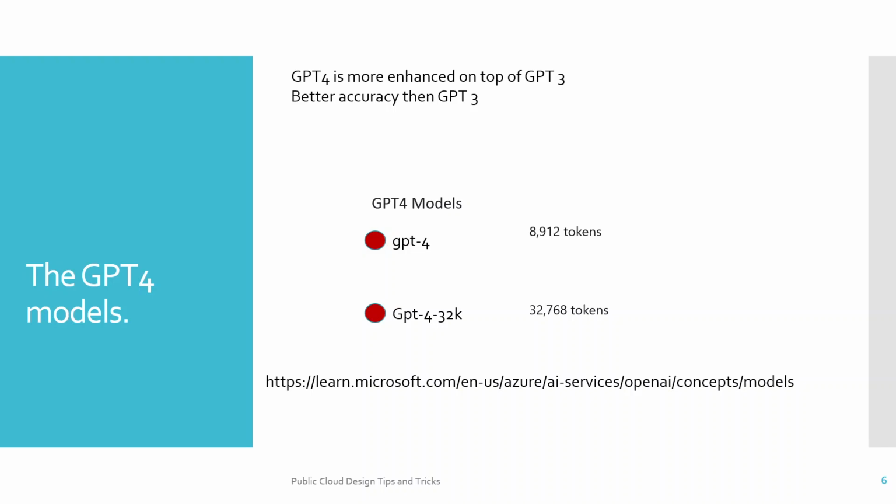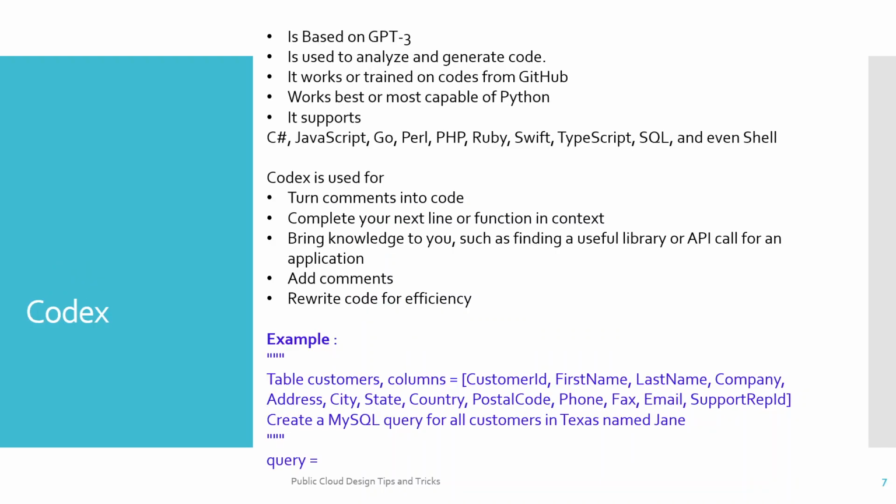Now GPT-4 models are divided into two types. One is GPT-4, the other is GPT-4-32K. GPT-4 can handle 8,192 tokens, whereas the 32K can handle 32,768 tokens. Again, you can go through this link to get more information about this.